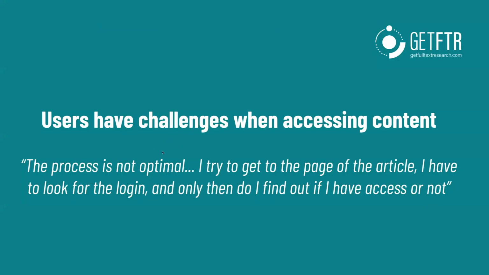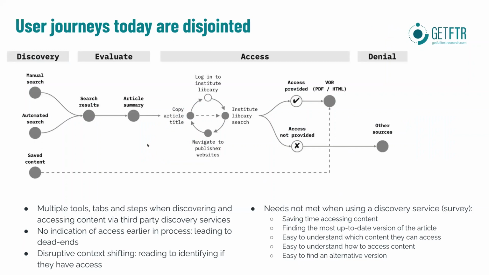Next slide. So of the sessions I attended, it was evident that users have challenges when accessing content from third-party discovery services. Here's a quote that illustrates the challenges that they have today. ClearLeft identified that user journeys are disjointed. A user searches for content using one tool, copying and pasting key terms from search results into their library discovery service to identify if they have access. They navigate the publisher websites only to find out that their institution doesn't provide access to the content. They often start the journey again using a different institution login if they're affiliated to multiple institutions, or a different discovery tool. If it still doesn't provide access, they initiate the denial process.